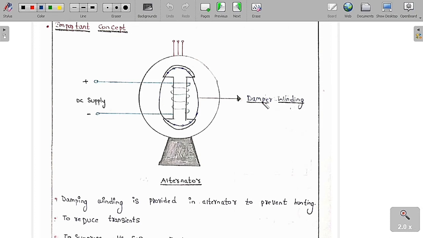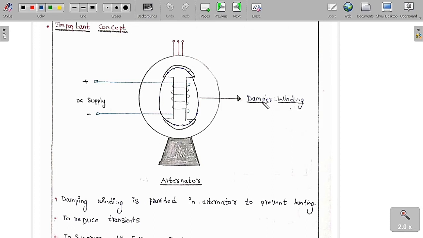The function of the damper winding in the alternator is to prevent hunting. It is the only thing it does. Whereas in the synchronous motor, it does two functions: it prevents the hunting, and it also provides the starting torque. Finally, the function of the damper winding in the synchronous generator is only one thing, which is to prevent the hunting.